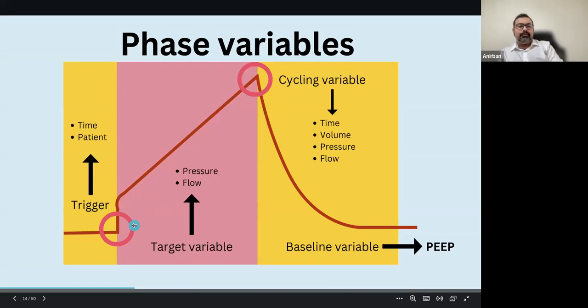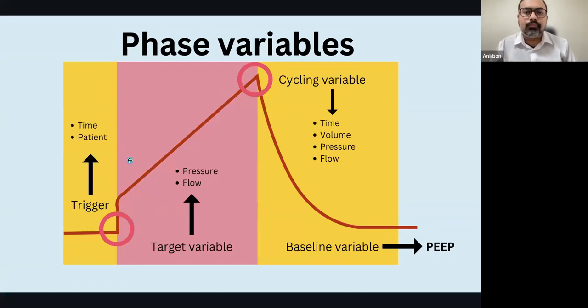So coming to trigger. What are the two types of triggers? You can tell the ventilator that you have set a respiratory rate of 12 per minute. So it should give a breath every 5 seconds, right? 60 divided by 12 is 5 seconds. So every 5 seconds, you give a breath. Do not listen to the patient. That is called a time triggered breath.